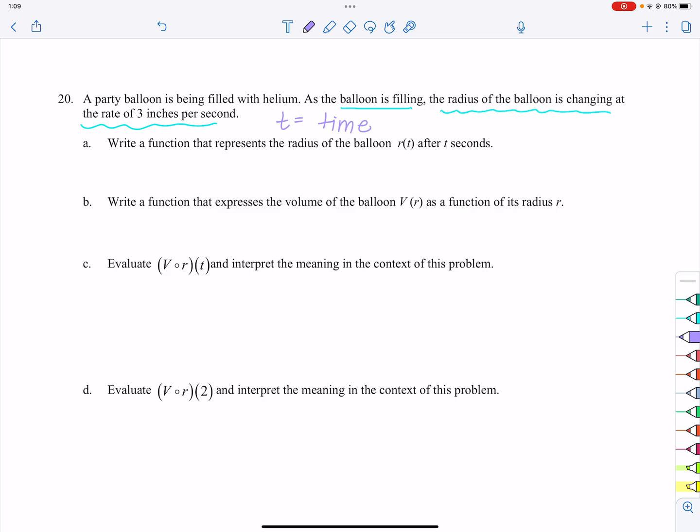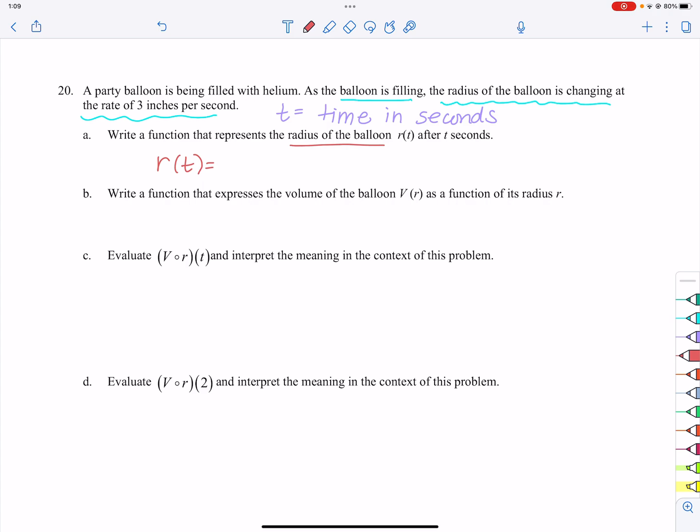Okay? So if we let t equal time in seconds, what would we have as far as the function goes for this radius of the balloon? We could call that r of t. That's what they've asked us. After t seconds, we would have 3, which is 3 inches per second, multiplied by t. So you would have inches per second multiplied by seconds, and you will have inches of that radius. So that's where we get that.